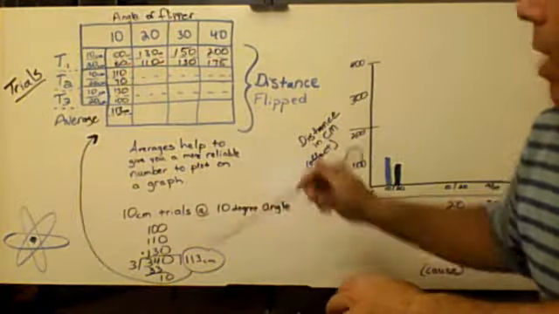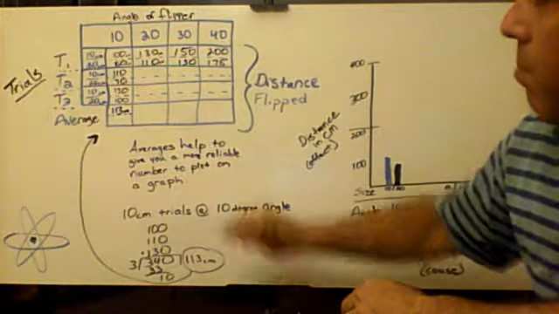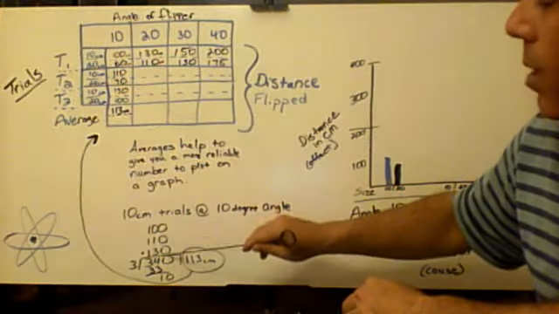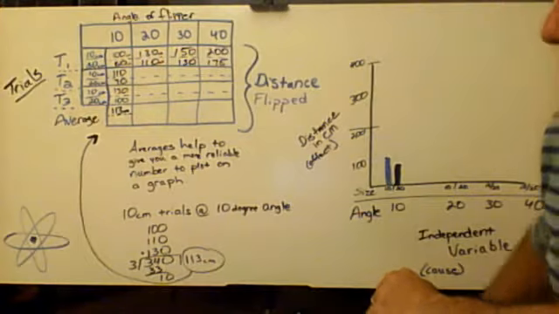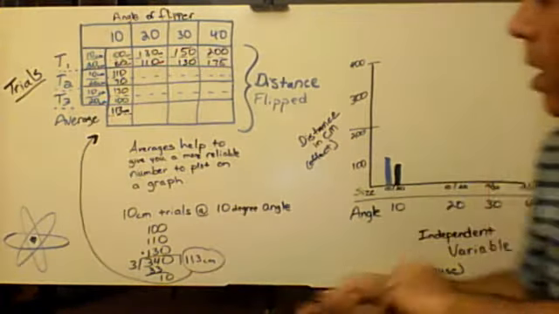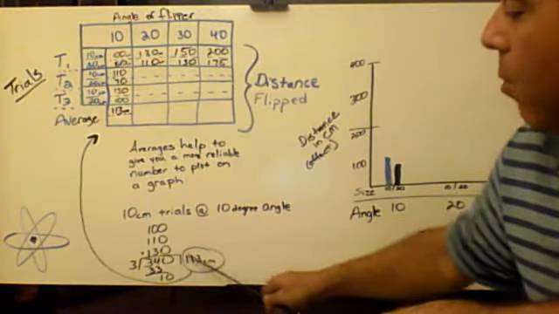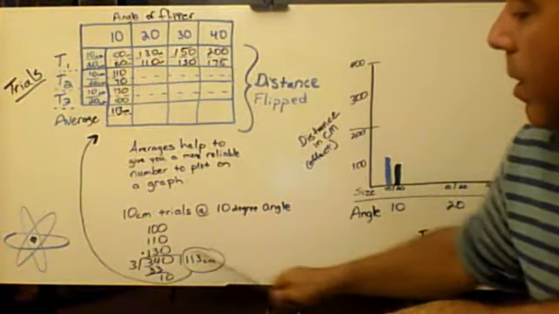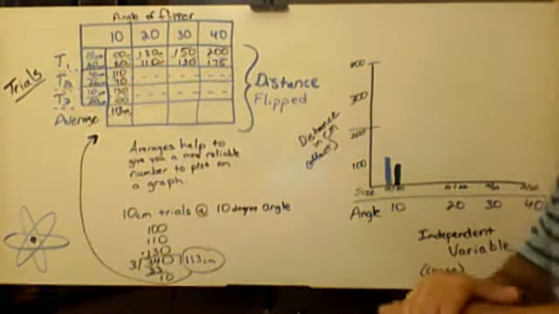Here's how you're going to do that. Add up the 3 trials. 100 plus 110 plus 130 does equal 340, and if you divide that by the number of trials, you get 113 centimeters. 3 goes into 3 once, 3 goes into 4 once, and 3 goes into 10 3 times. So that's my quick way of showing you how to average.